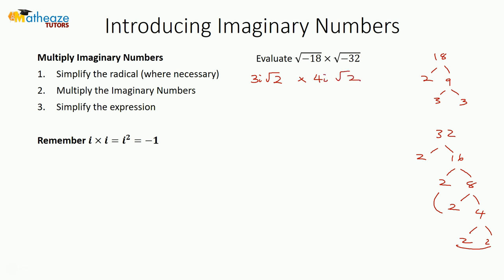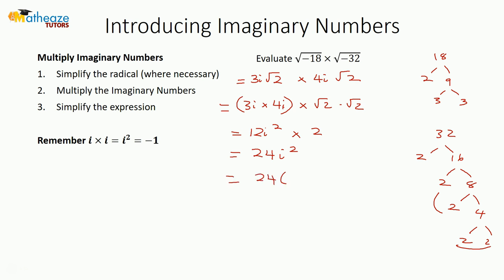So here are the groupings we're going to have. 3i multiplied by 4i, and then we're going to multiply square root of 2 by square root of 2. So this is going to give us 12i squared times 2. So this is 24i squared. And we know that i squared is equal to -1. So it's going to be 24 multiplied by -1, which is going to give us -24.